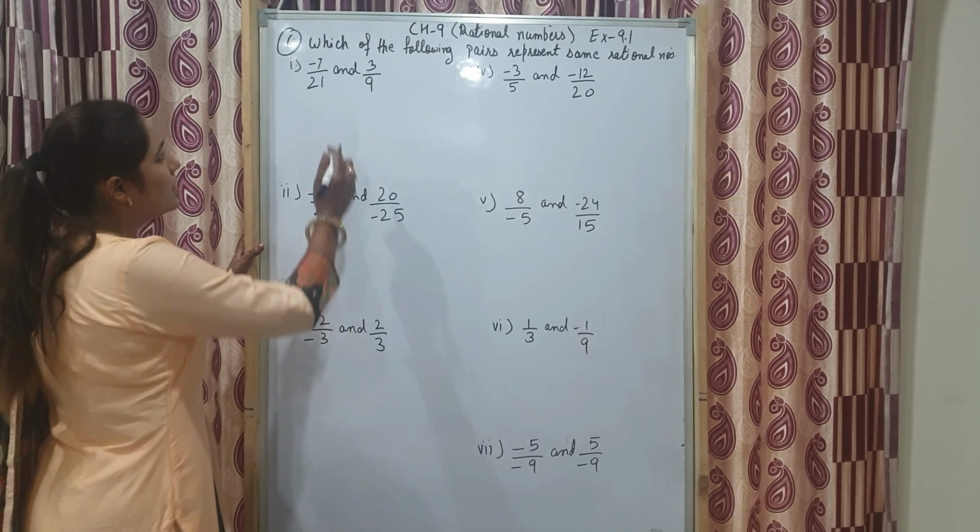Question number 10. Write in ascending order. Now you know very well ascending order means from smaller to bigger. We have to select the value from the smallest to the biggest term. Now first part, minus 3 upon 5, minus 2 upon 5, minus 1 upon 5. If you see it carefully, it is already in ascending order.